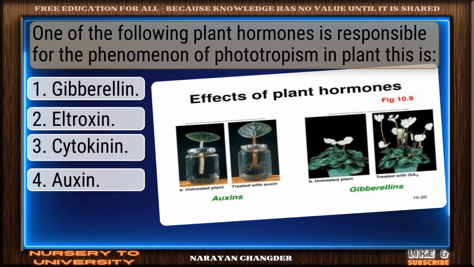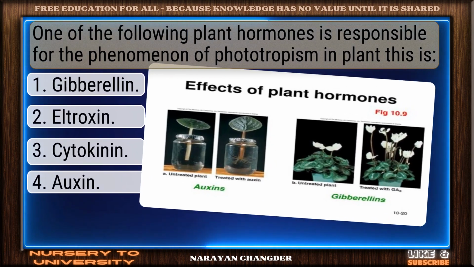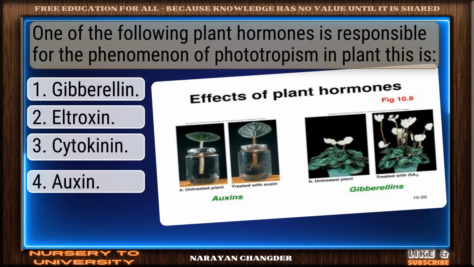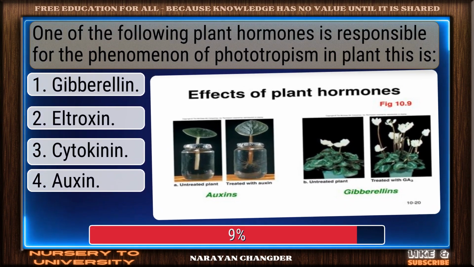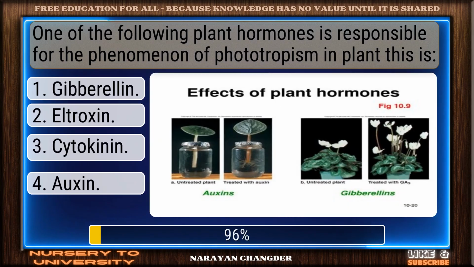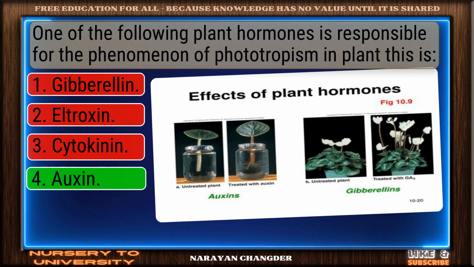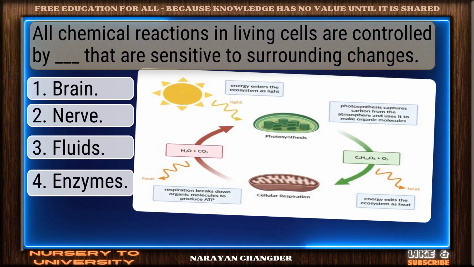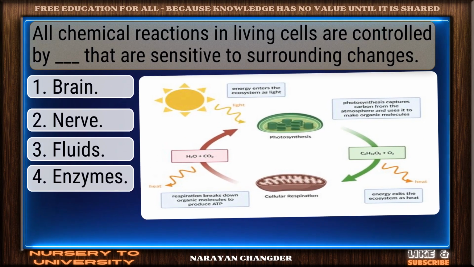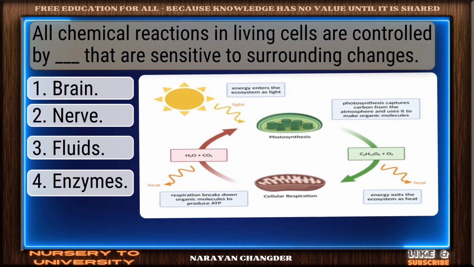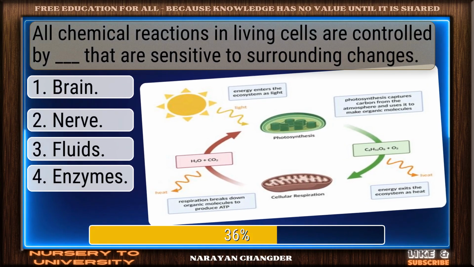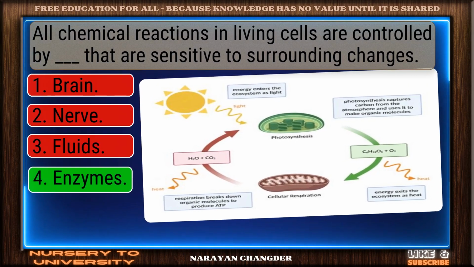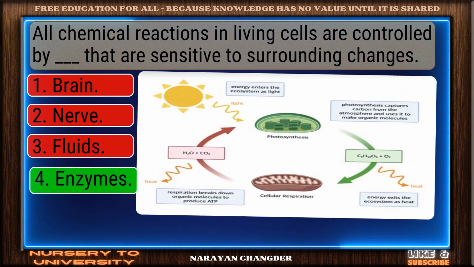One of the following plant hormones is responsible for the phenomenon of phototropism in plants. This is... On track. Auxin is correct. All chemical reactions in living cells are controlled by dash that are sensitive to surrounding changes. Nicely done. Enzymes is solid.